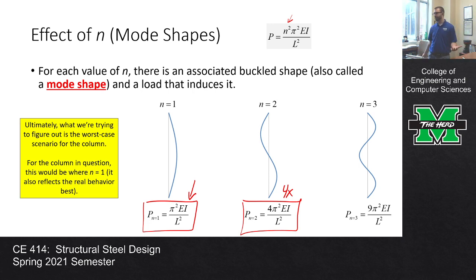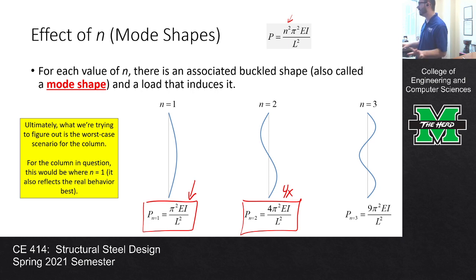Make sense? And what we call that, what we saw, these buckled shapes, this is what's called a mode shape. So mode shapes show up a lot in advanced analysis. For any of you working on any Abaqus stuff, you run an eigenvalue analysis and it'll spit out the mode shapes. And from each of those mode shapes, you can figure out what your buckling load is if the structure gets really, really complicated. So I know some of you might be working on some Abaqus stuff later for some research projects. So, factoid for later.